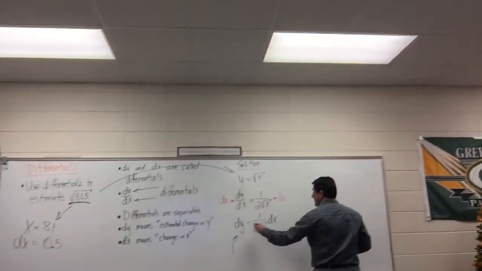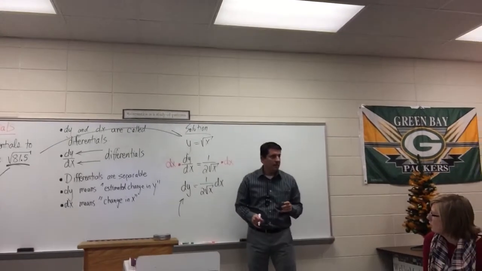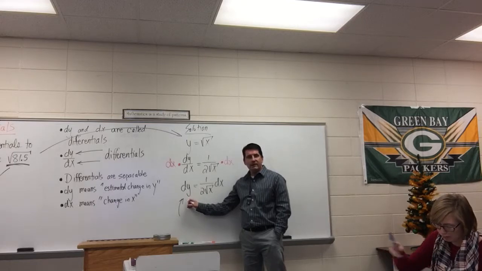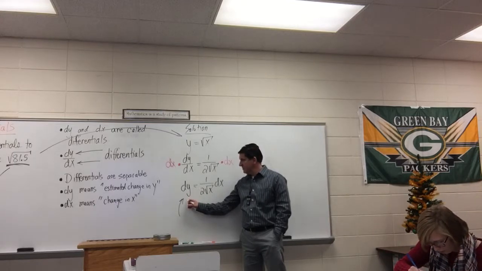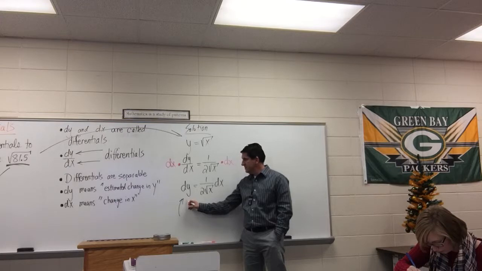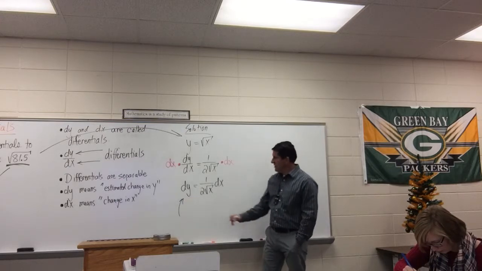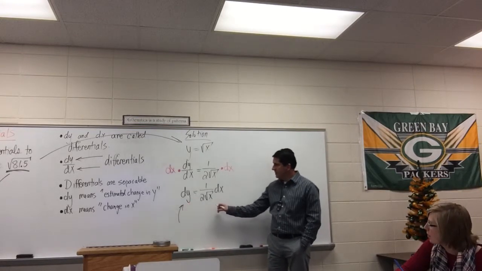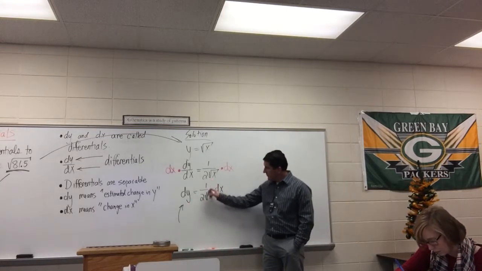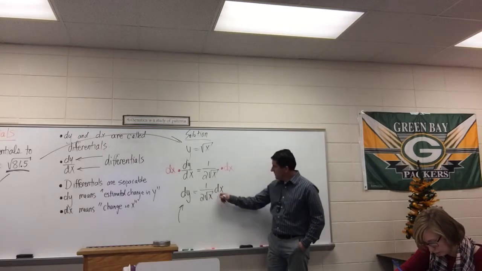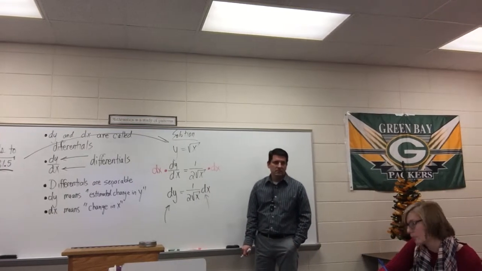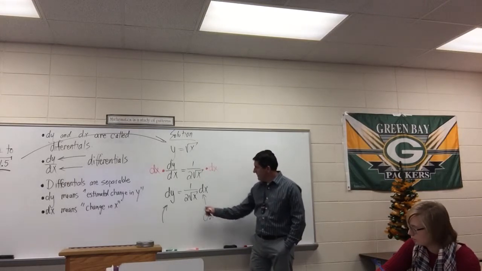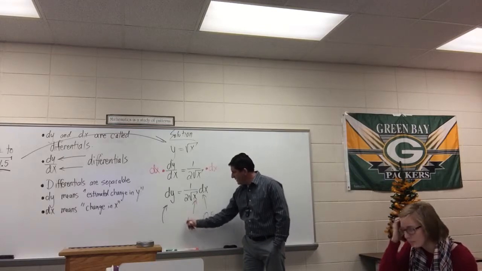So in order to estimate, we'll write this, everybody should write this down. To estimate the change in y, you're going to multiply this 1 over 2 square roots of x times the change in x. And this is going to be 0.5. The x is going to be x equals 81.